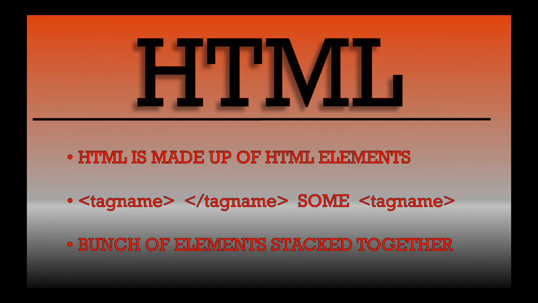Now, a little bit of boring theory. HTML is made up of HTML elements. And HTML elements consist of an opening tag and a closing tag. However, some elements have only one tag. Now, the tag wouldn't be shown on a page. However, the tag tells what type of element it is.